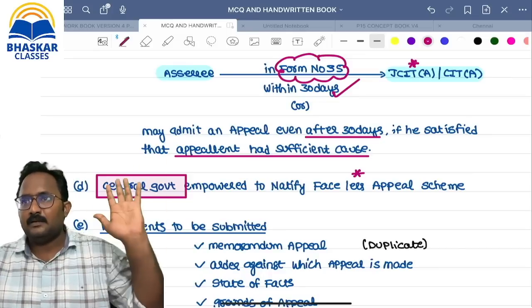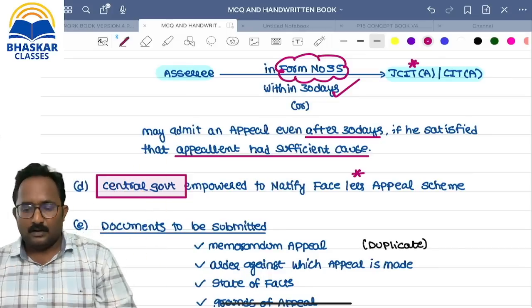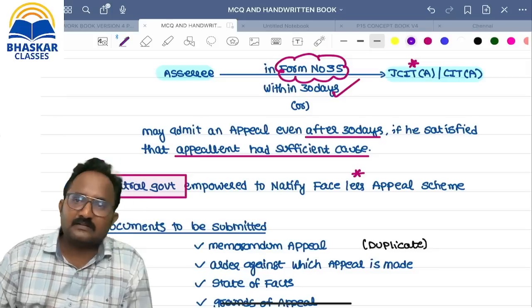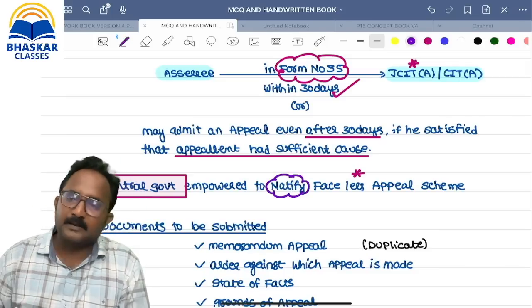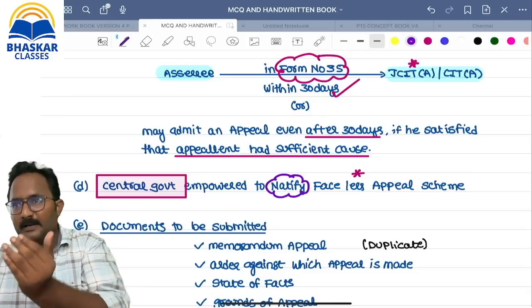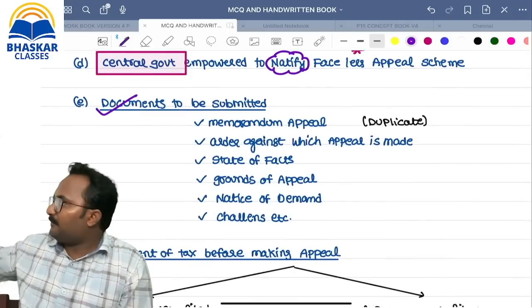That means there is no interaction between the income tax department, appellate authorities, as well as whom? SSC. So that's why there is no chance of offering bribes and taking bribes, and there is no chance of doing misappropriate actions. That's why central government is notifying faceless appeals also. Faceless assessments are there, faceless appeals also now. Remember, what are the documents you have to submit along with the appeals? Please read at least once more.